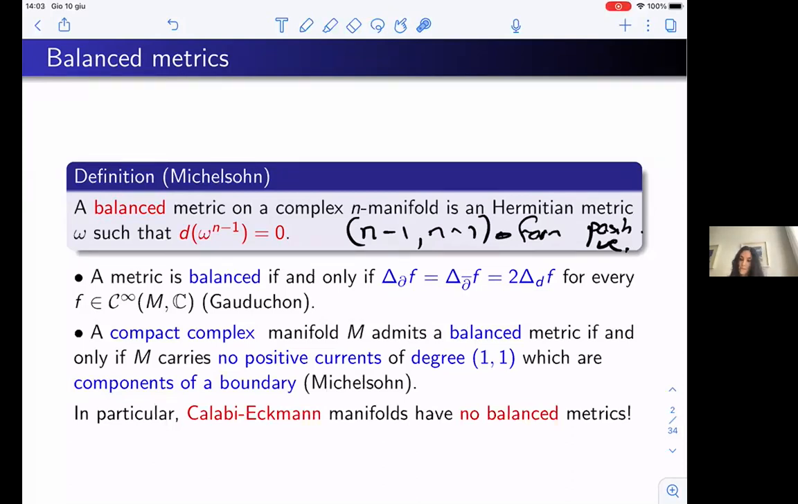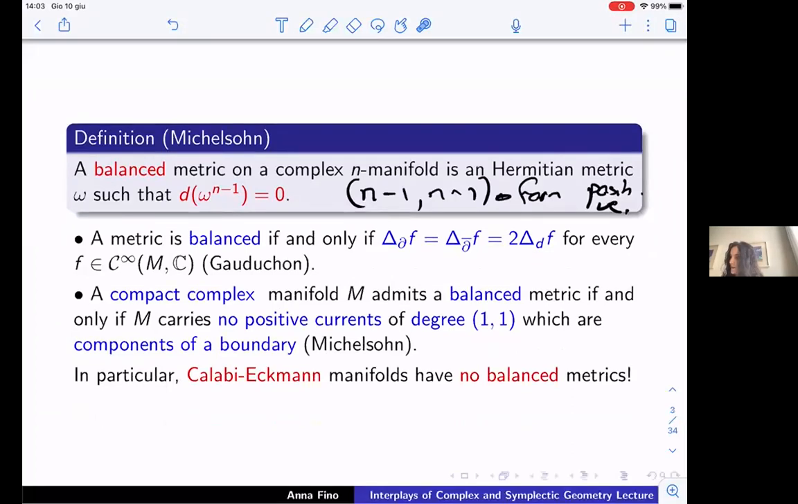There is also an obstruction to the existence of a balanced metric on a compact complex manifold in terms of codimension 1 compact submanifolds, which cannot be cohomologous to 0. In particular, for instance, a Calabi-Yau manifold cannot admit any balanced metric, and also other compact complex manifolds. You can apply that obstruction to other types. But we are interested in manifolds which have this type of metric.